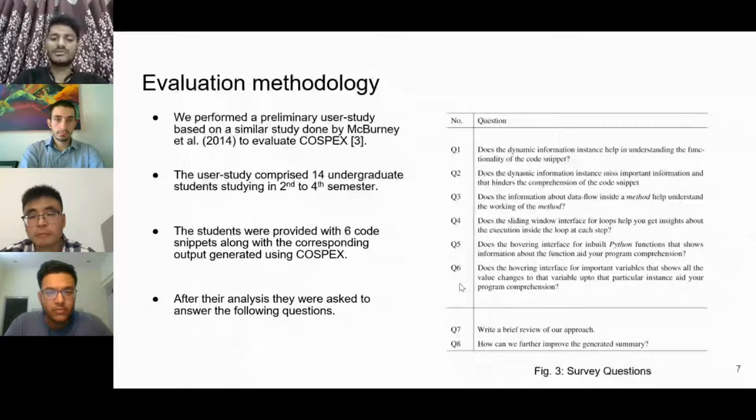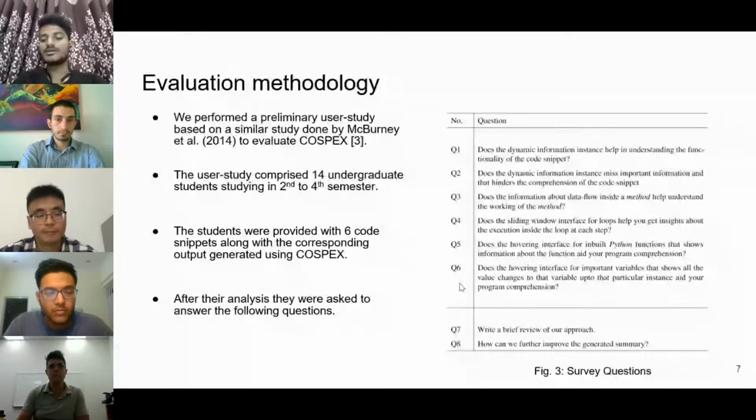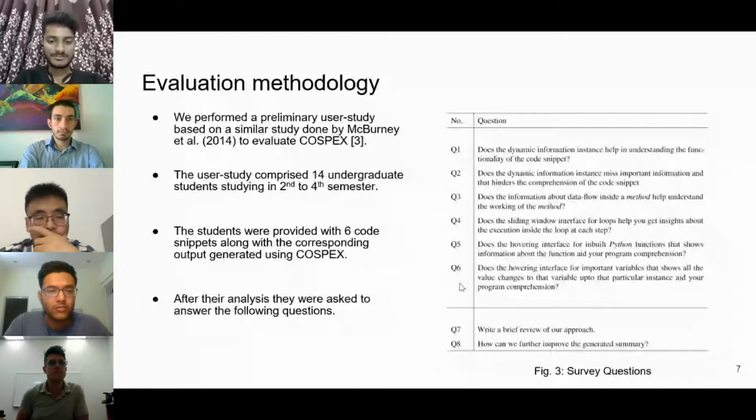The questions were split into 2 parts. The first 6 questions were answerable on a scale of 1 to 5. And the next 2 questions were short descriptive questions where we asked the participants their review and the areas of improvement in the tool according to them.